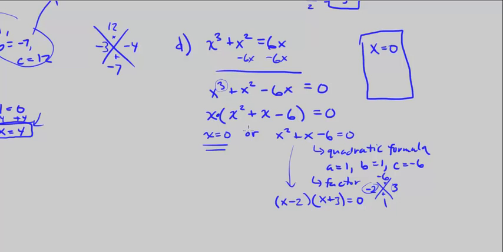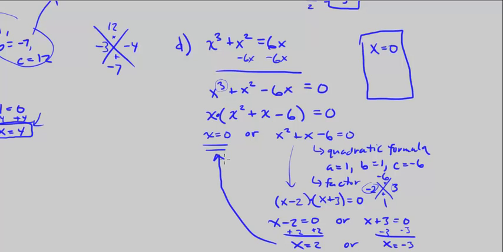Just like we did here, we split it up. We can say x minus 2 equals 0, or x plus 3 equals 0. Solving for x, we add 2 to both sides: x equals 2, or subtract 3 from both sides: x equals negative 3. Don't forget our x equals 0, because that is also one of the possible solutions. So we have x equals 0, or x equals 2, or x equals negative 3.